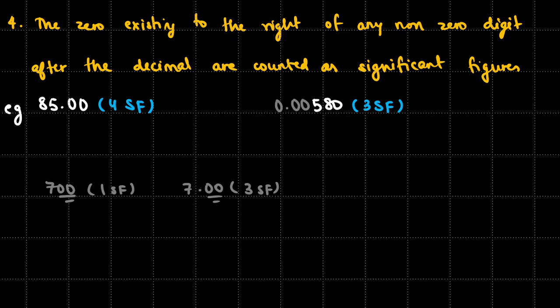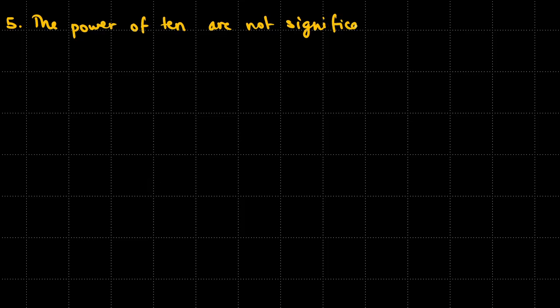So the fifth rule that we are going to talk about: the power of 10 is not significant. Let's take a simple example, then go back. Let's take 700. 700 can be written as 7 times 10 to the power 2. In this case, there is only one significant figure.